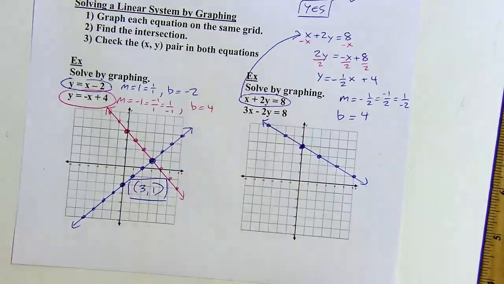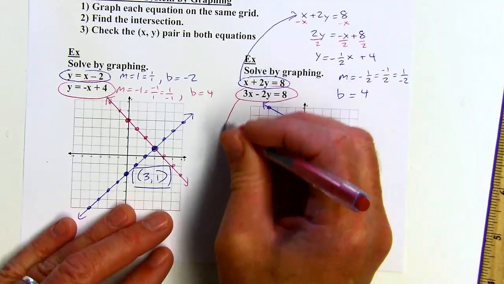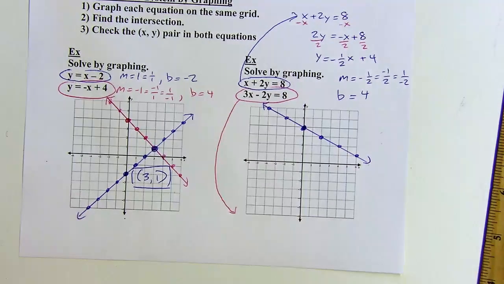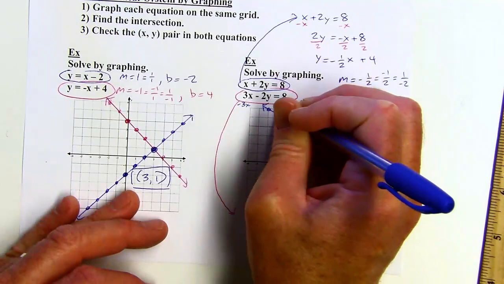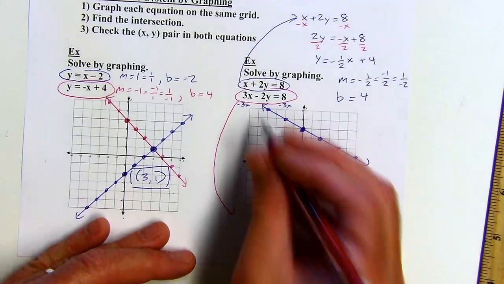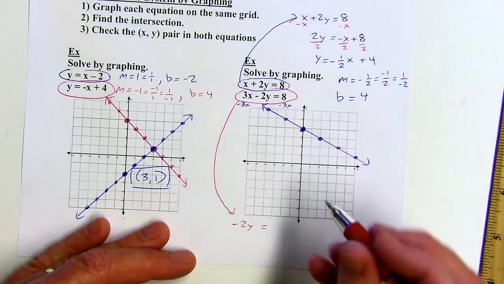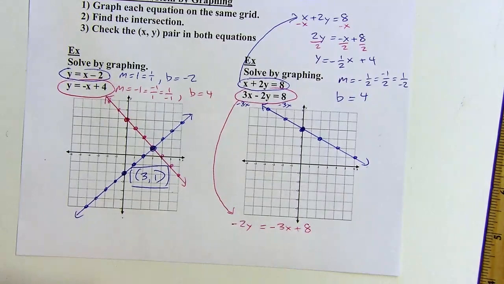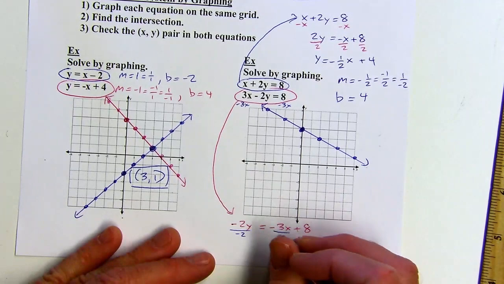All right, so let's try the same thing with the other line. I'll do this one in red. I'm going to use the space at the bottom here. So the first thing I'd want to do is subtract 3x from both sides to start to isolate the y. So I'd be left with just the negative 2y on the left. And I'm going to flip the negative 3x in front of the 8. And then I will divide everything by negative 2 to isolate the y.